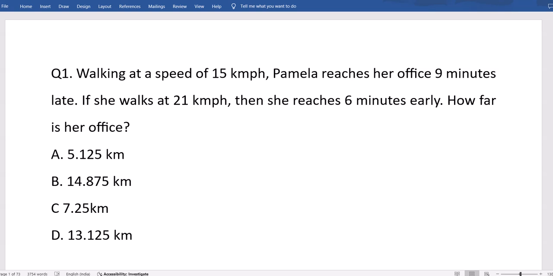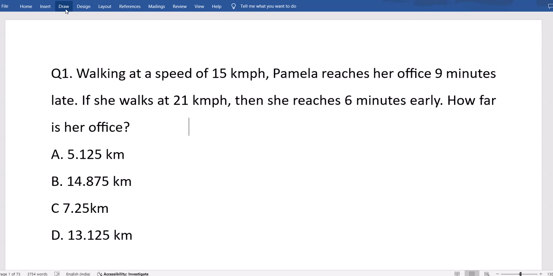Fine, let's see about this question. They clearly mentioned that walking at a speed of 15 km per hour, Pamela reaches her office 9 minutes late. If she walks at 21 km per hour, she reaches 6 minutes early. How far is her office? So they're asking distance, right?